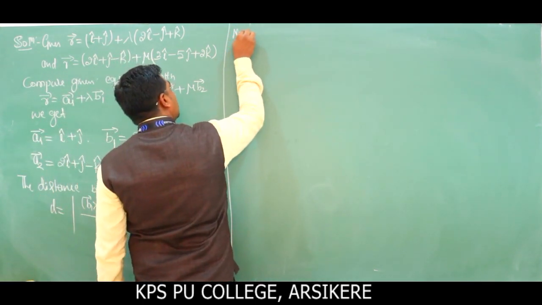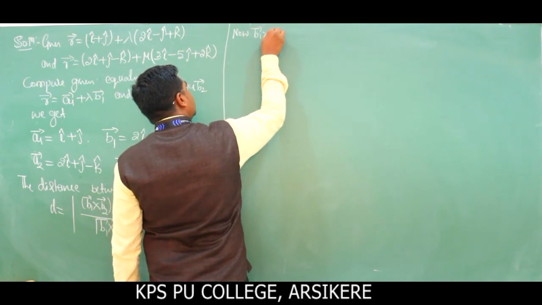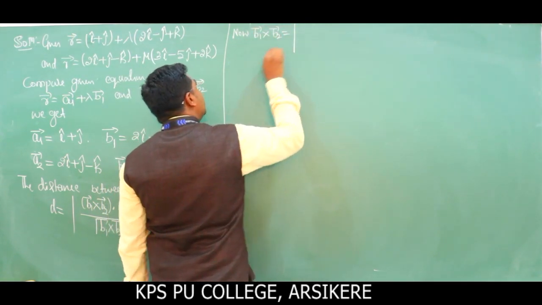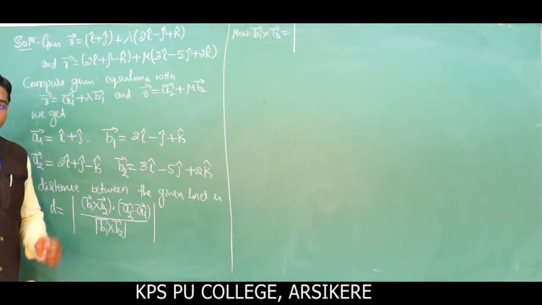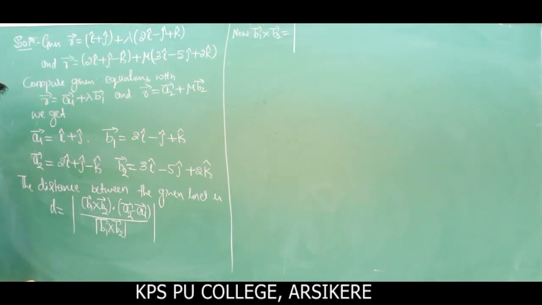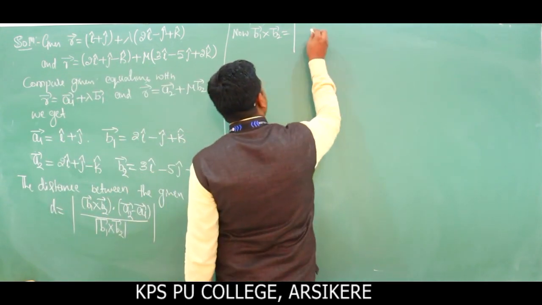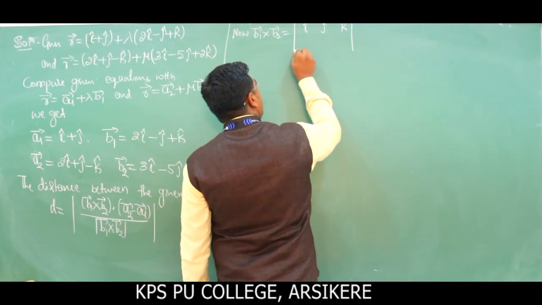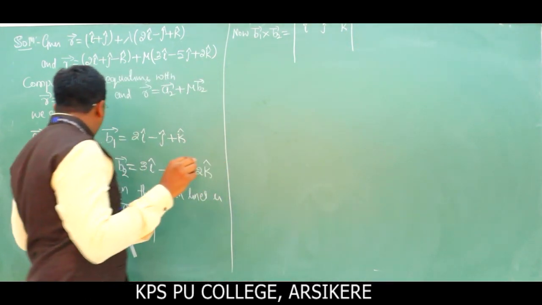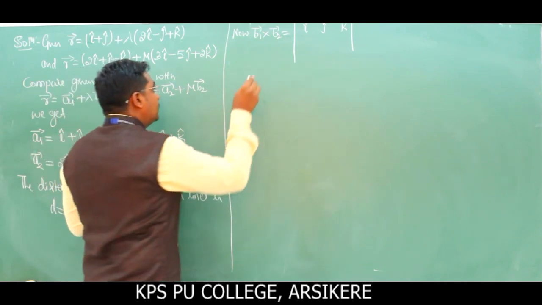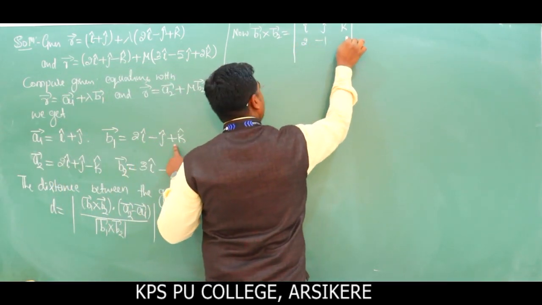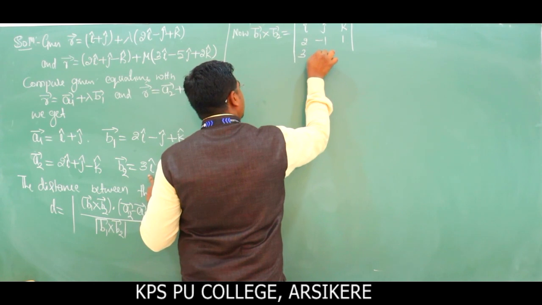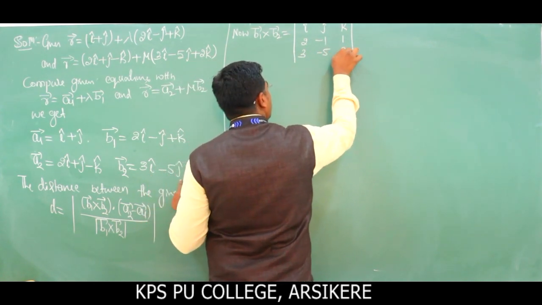Just remember the cross product, or vector product, of two vectors. So here b1 cross b2: the first row is i, j, k, and the second row is followed by the scalar components of the vector b1, which are 2, minus 1, 1, and for b2, 3, minus 5 and 2.